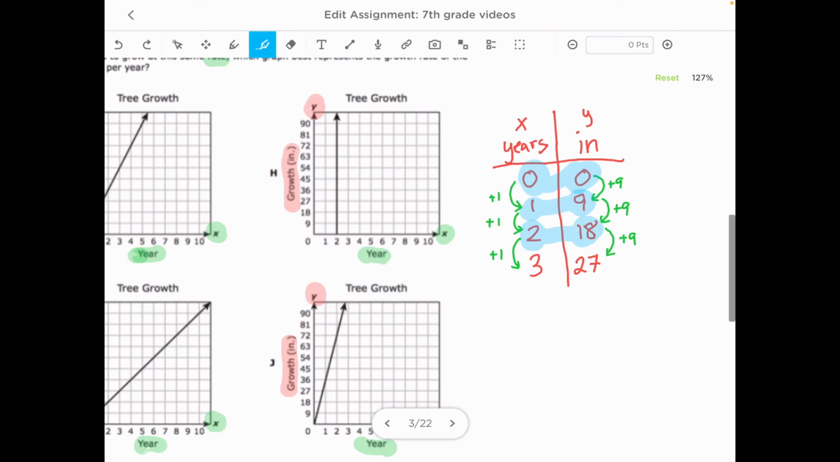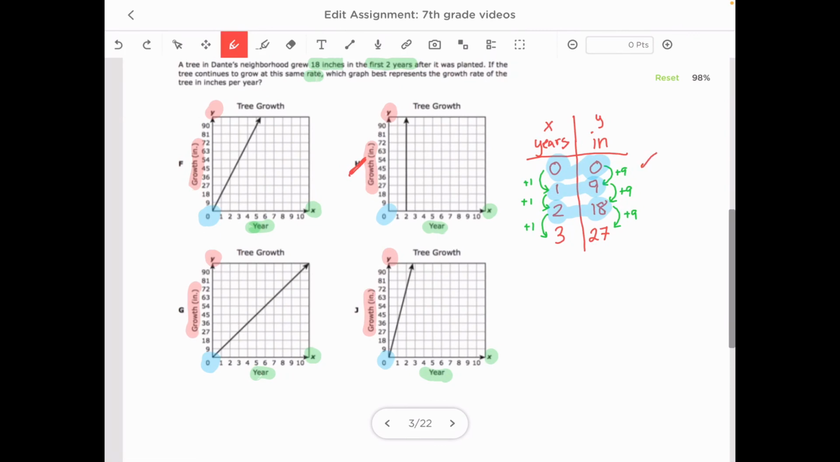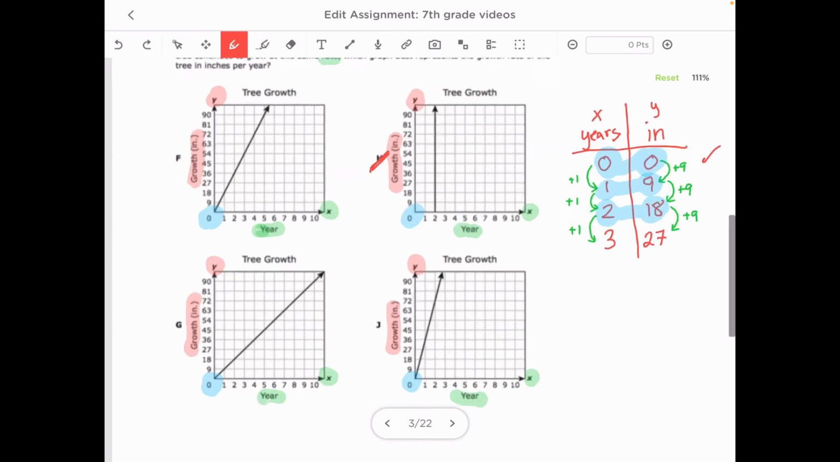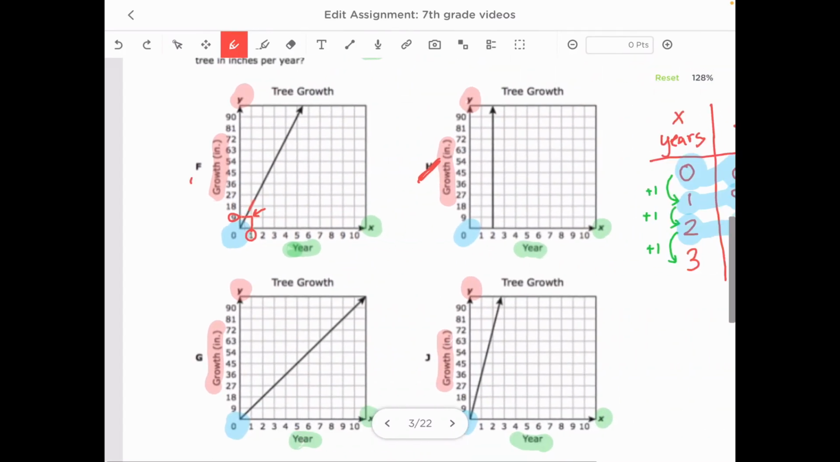So first things first, let's find the 0, 0. Remember that 0, 0 is down here. There's one answer choice that I can already eliminate, and that answer choice is H, because it's not at the 0, 0. So far we got this point. Now let's go to 1 year equals 9 inches. So I'm going to zoom in real quick. Let's see. At 1 year, 9 inches. My function is not going through this point right here, so this one cannot be it.